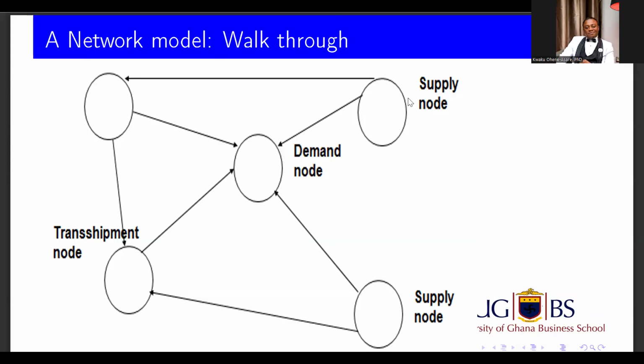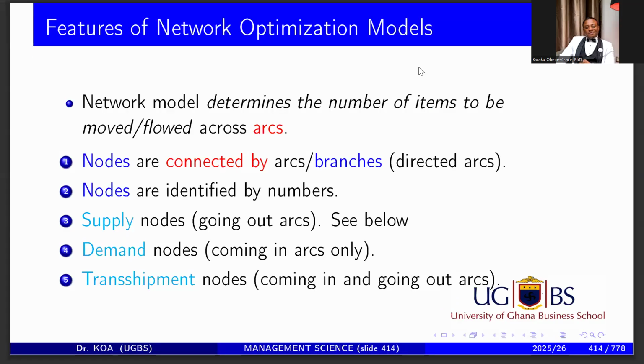They are demand nodes. They are the ones that receive the items. And they are supply nodes. They are the ones that move the items. So the supply nodes are sometimes called the going out arcs. The demand nodes are known as the coming in arcs. The sending nodes are the supply nodes. The receiving nodes are the demand nodes. You should be writing all of this, by the way.